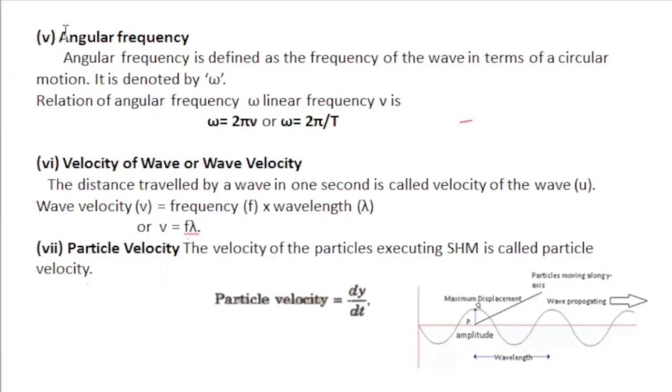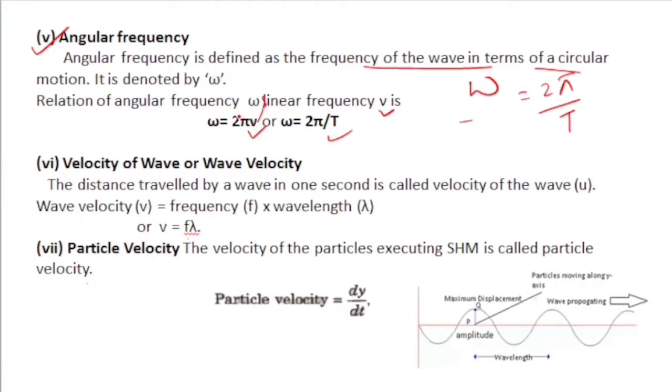After this, the next important term is angular frequency. In case of linear motion, linear frequency is there, but when we are dealing with waves, it is related to circular motion. So angular frequency is used to define the frequency of the wave in terms of circular motion. It is denoted by omega. And what is the relation between omega, the angular frequency, and linear frequency, nu? So omega is equal to 2 pi by T. In T time period, 2 pi is the phase difference. So 2 pi by T, and 1 by T is frequency, so you can write 2 pi nu.